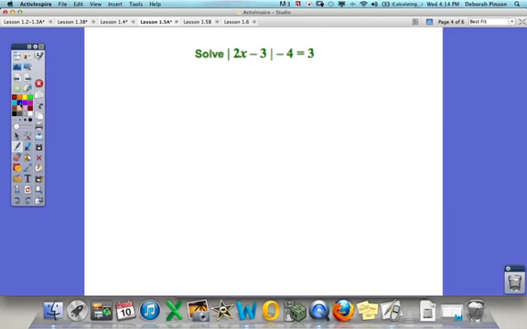Now this one is different from the ones that we've had before, because that negative 4 is not inside the absolute value. Before, we had that absolute value by itself on one side of the equal sign. What we want to do is fix that issue. Get that absolute value by itself on one side of your equal sign. Usually it'll be on the left-hand side. Then you can do the same thing we've done before. Set up your two equations. 2x minus 3 will be in each of them.